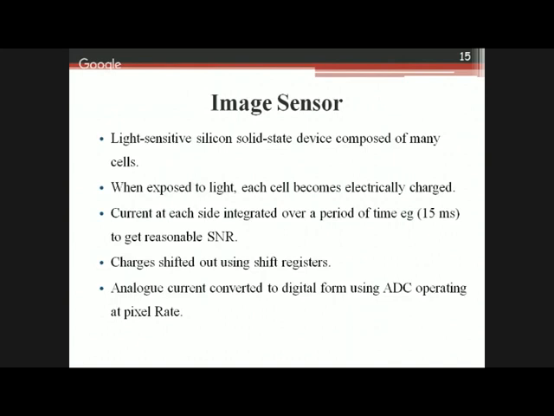And once you get the current, then you can convert it into the digital form. That current is analog in nature, and you can convert it into the digital form by using ADCs. Those ADCs are operating at pixel rate. When I use this word pixel rate, I mean a very small time window in which I have to gather the data, in which I have to take the data from the pixels per frame. So we have to take care of this thing.